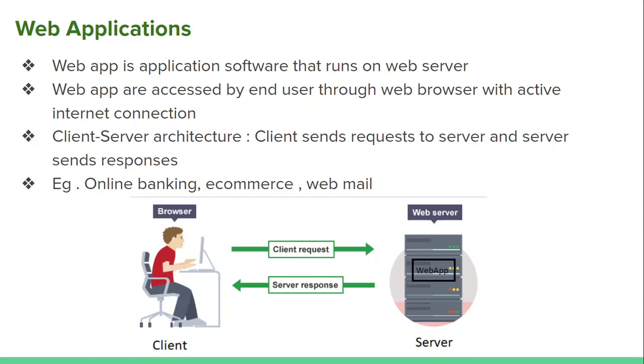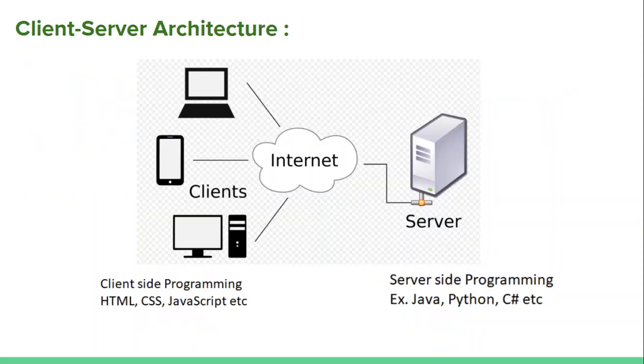For example, there are multiple types of web applications, like online banking websites or e-commerce websites or webmail facilities. All of those come under web applications. All the communication between client and server happens across the internet. The client sends the request to the web server and the web server sends the response to the client, and the client, that is the browser, interprets that data and presents it to the end user. So that's how the client server architecture works. This is the detail about the client server architecture.